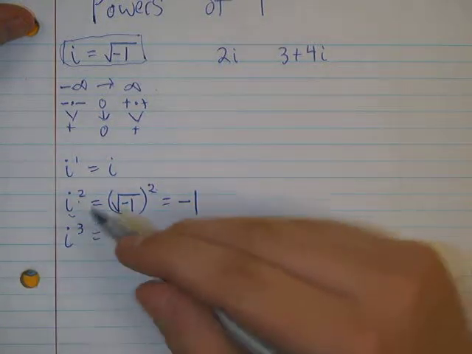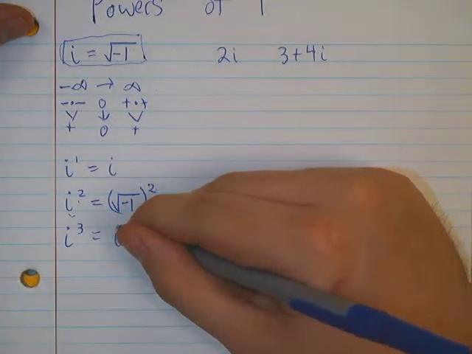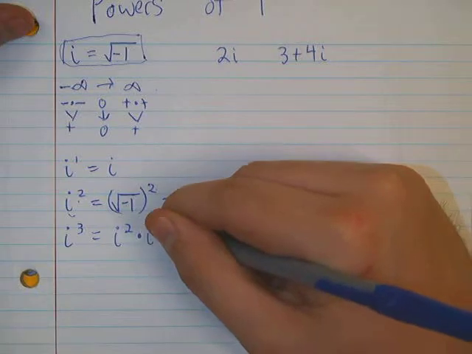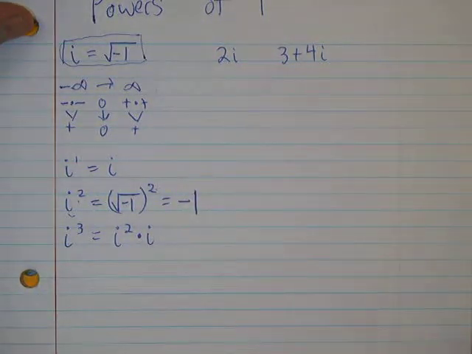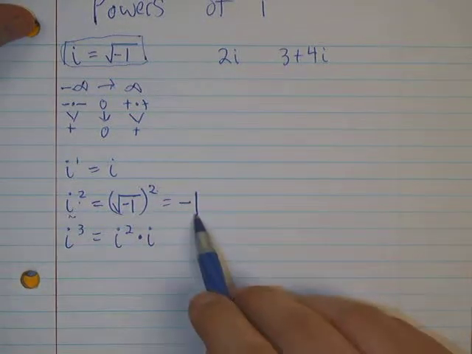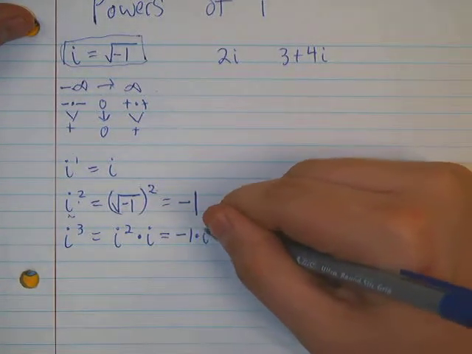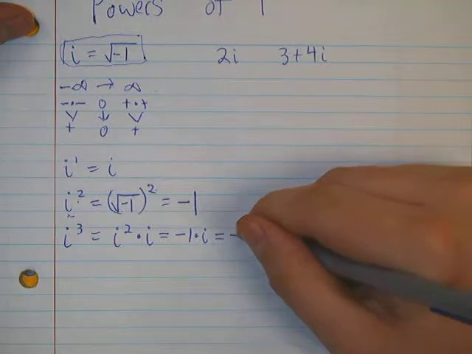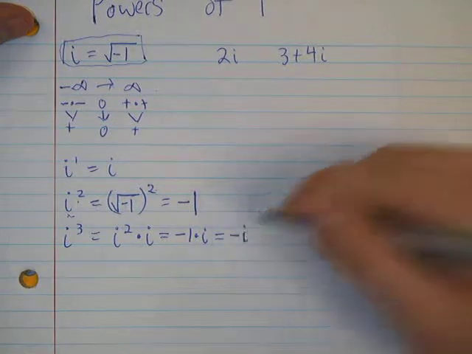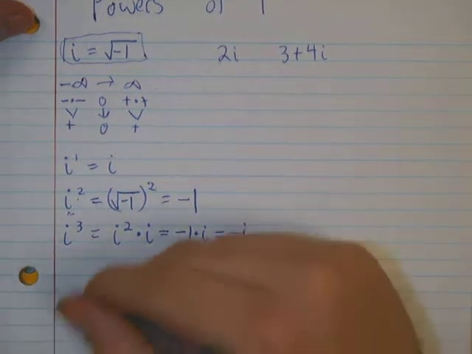Now i cubed, if we look at this, we can rewrite i cubed as i squared times i. I squared, we just found out, is -1. So this becomes -1 times i, or you can just write that as -i.